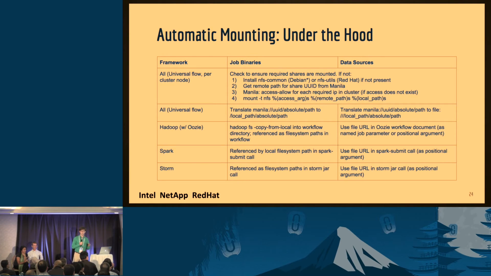However, we want to make sure that you can use your Sahara cluster in a non-network capacity. So if they are already there, you don't need network newly to reach out to download those utilities. We then call out to Manila to access allow for each IP, just as Jeff was talking about, and we mount. At that point, we just translate your paths from the Manila UUID back to a file system path, and you're good to go. There's slightly different implementations for Oozie, Spark, and Storm. You can look at those if you like.